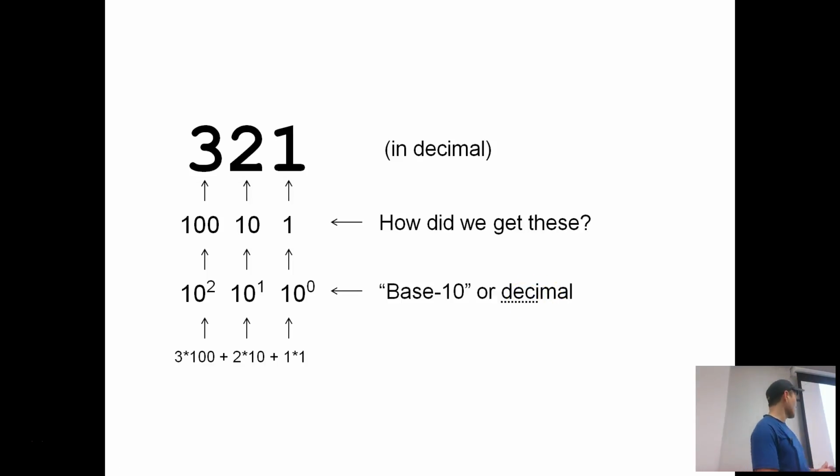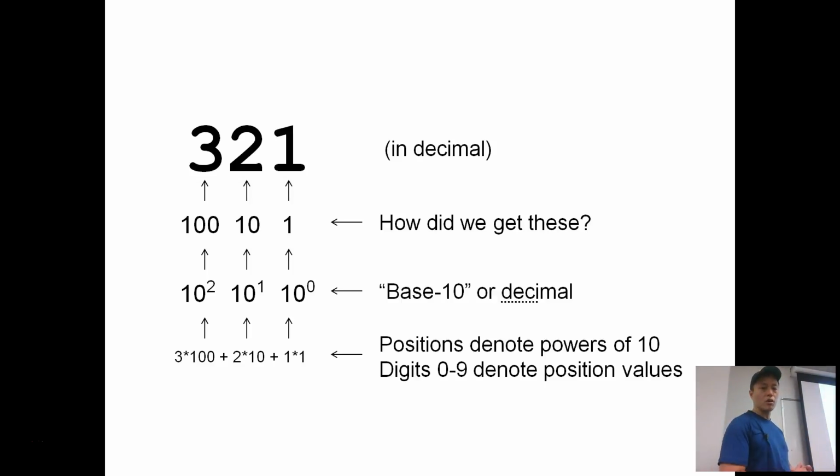And to get 321, we take the value of the digit, multiply it by the value of the position, which is 100, add it to the value of the next position times the value of the base at that location, 10, plus 1. So that's how you traditionally get 321. The positions denote powers of 10, and the digits denote position values. So this is the position value of 3 for this power of 10, 2. All right, this is familiar to people.